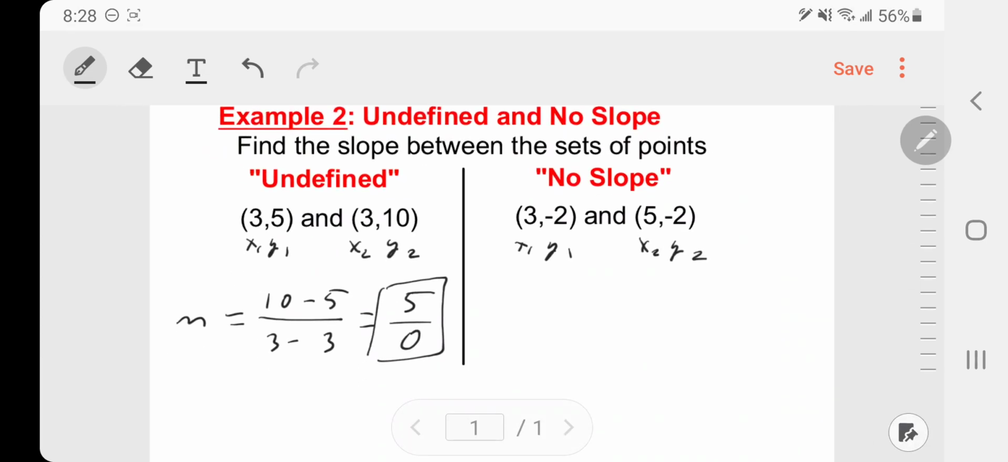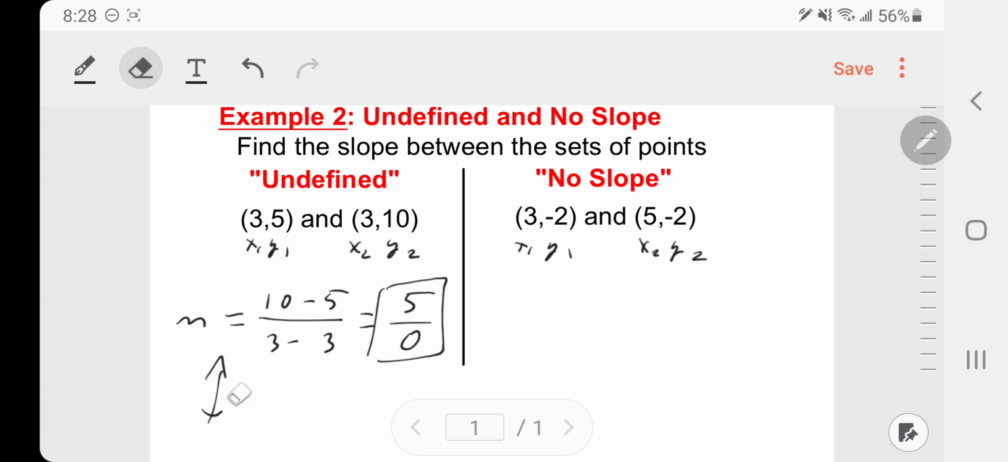Anything that has a 0 as a denominator, you know that if you were to plug that into a calculator, it would give you an undefined or pretty much no answer, okay, because you cannot have a 0 in your denominator. So that would have an undefined slope. That's something that would go straight up and down and be perfectly vertical.